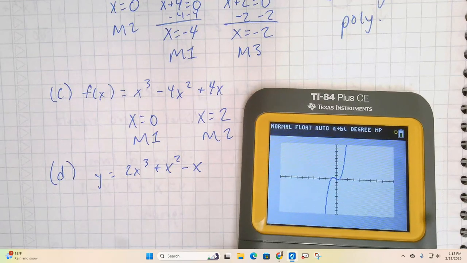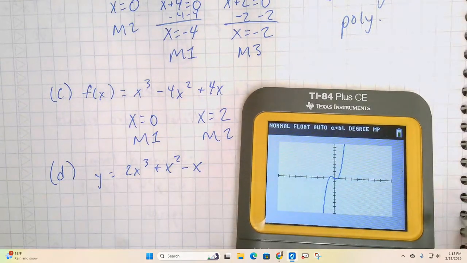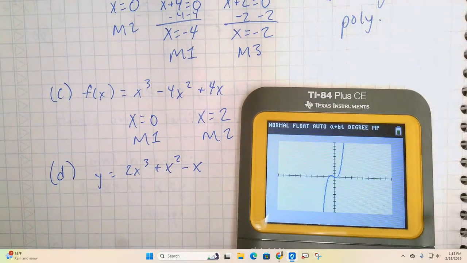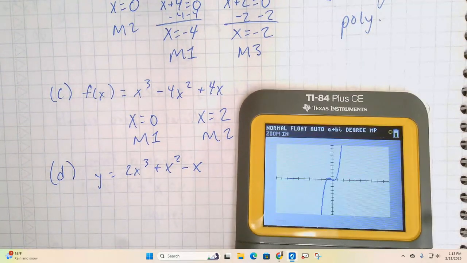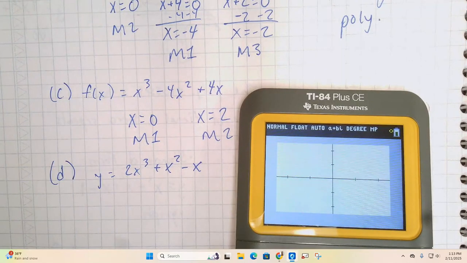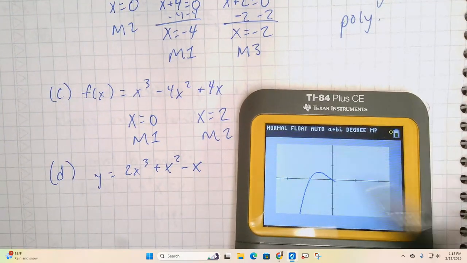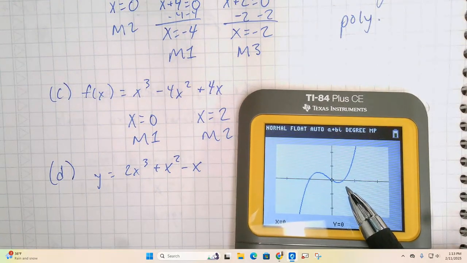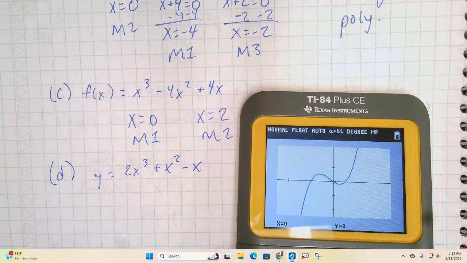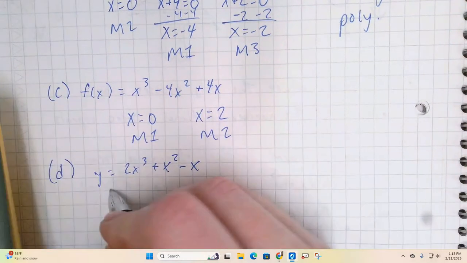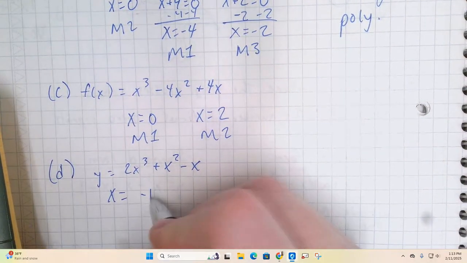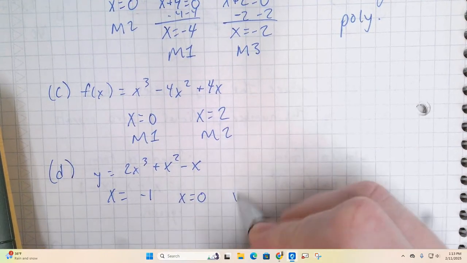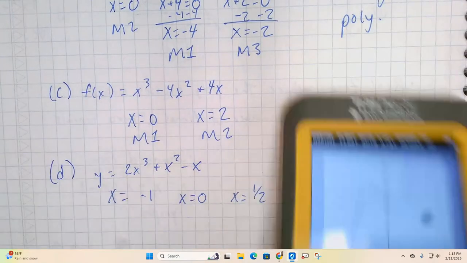And it looks like we have a solution at, let me zoom in here and see if we can get a closer look, because this is kind of hard to tell. Looks like we have a solution at -1, at 0, and then at 1/2. So I'm going to write down those three as solutions. x equals -1, x equals 0, and x equals 1/2, a positive 1/2.